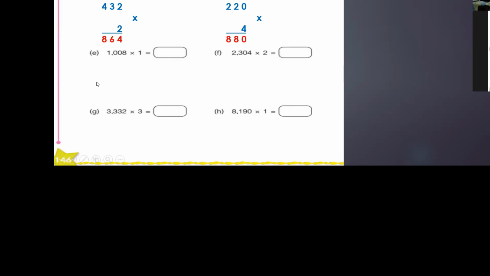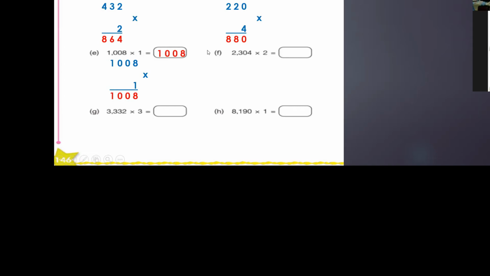Okay, letter E. We have 1008 times 1. So let's write 1008 multiplied by 1. 1 times 8 is 8. 1 times 0 is 0. 1 times 0 is 0. And 1 times 1 is 1. So the product of 1008 times 1 is 1008.